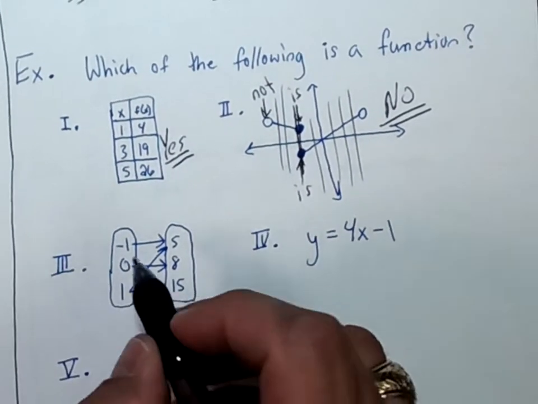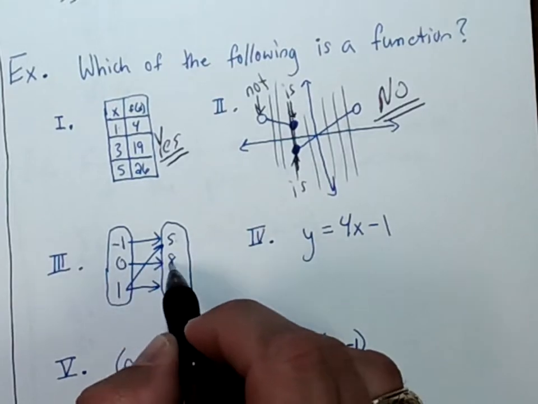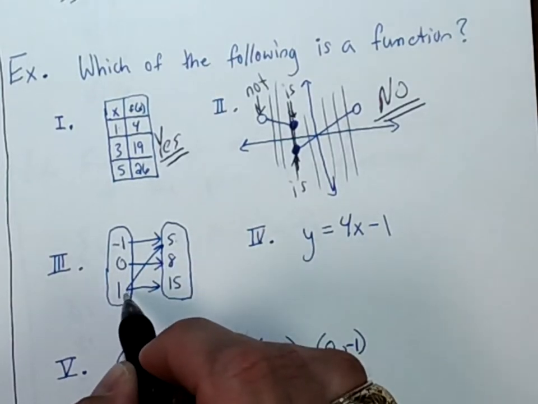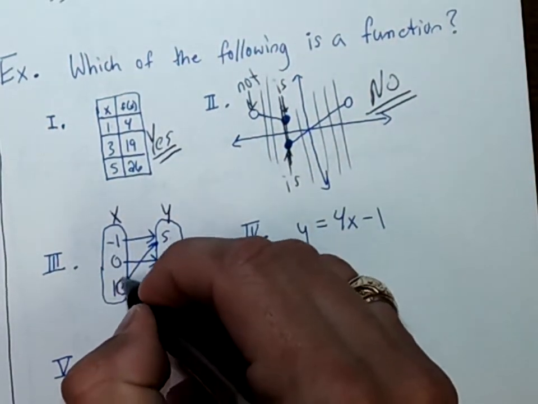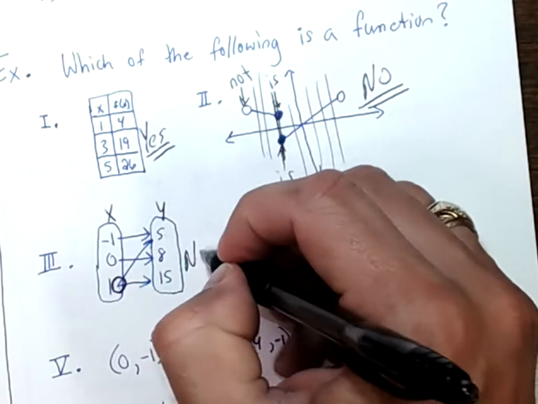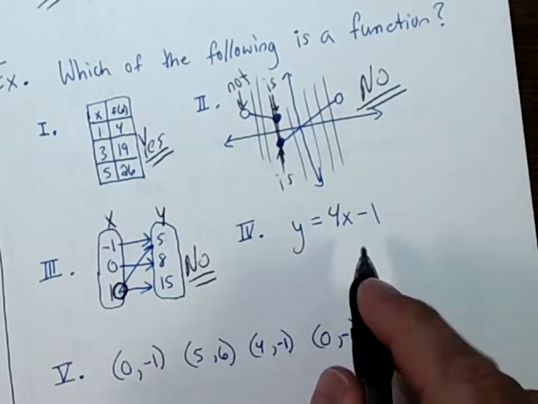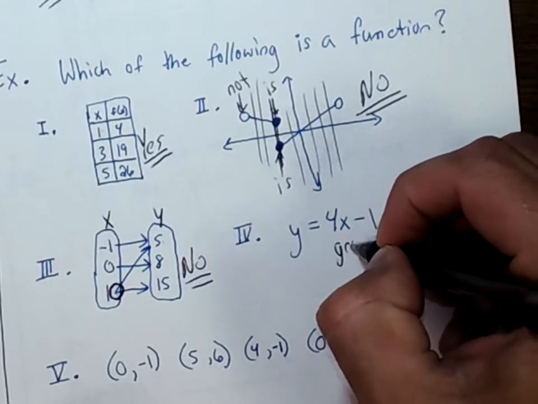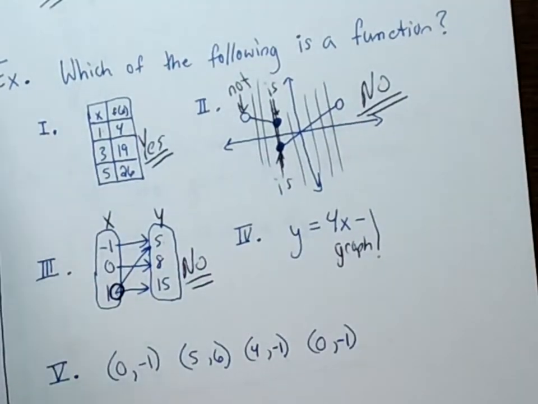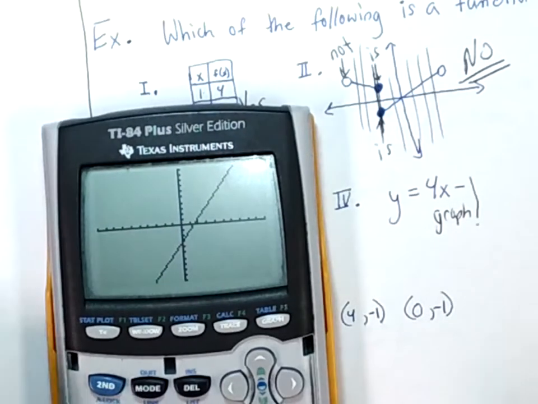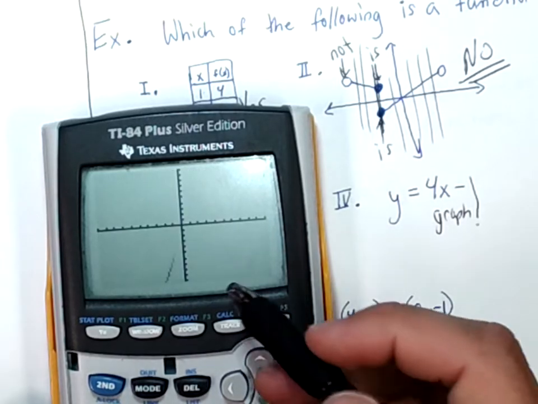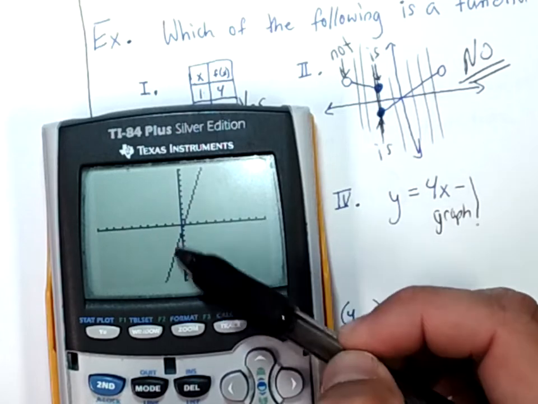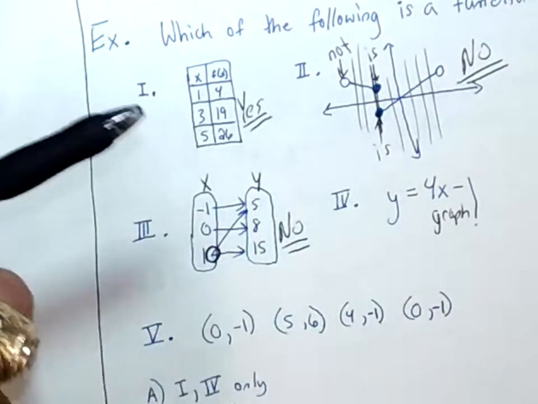Okay, so 3. Negative 1, 5. 0, 8. Oh, here's a double, a double on my x. Now, this is y. So my x, here's a repeat. So no, that one doesn't work. Number 4, I need to go ahead and graph this. So let's go to my calculator here. Y equals, I say 4x minus 1. Graph. Vertical line test. Yes, yes, yes, yes, yes. Okay. So 4 is a yes.